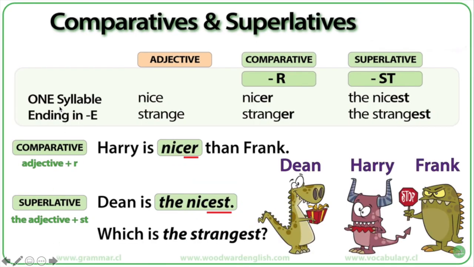All right, if we have one-syllable adjectives ending in E, we keep the E. For example, the comparative of nice is nicer than, and the comparative of strange is stranger than. If we want to use the superlative, we add ST: the nicest, the strangest. Examples: comparative, adjective plus R. Harry is nicer than Frank. Superlative would be the adjective plus ST. Dean is the nicest.